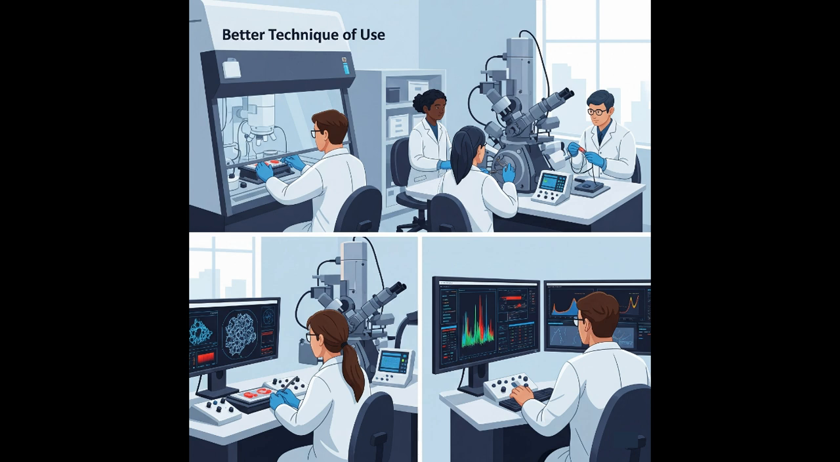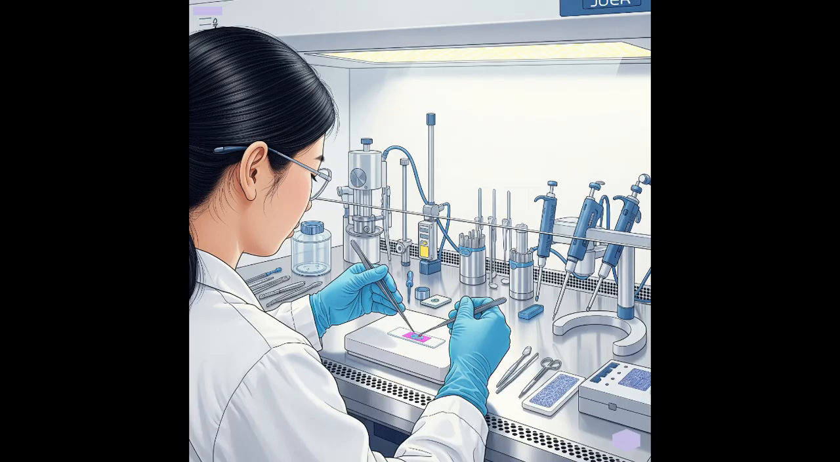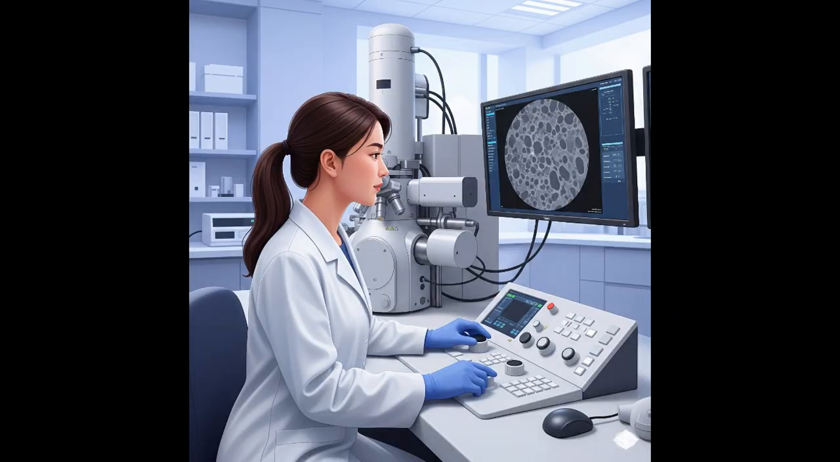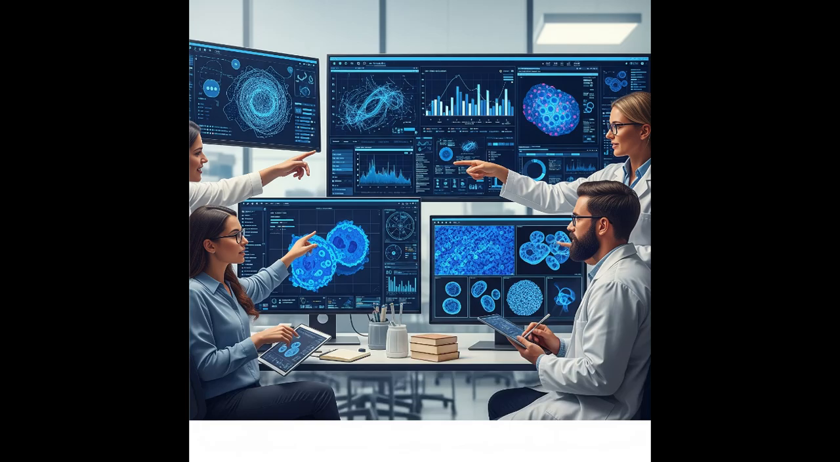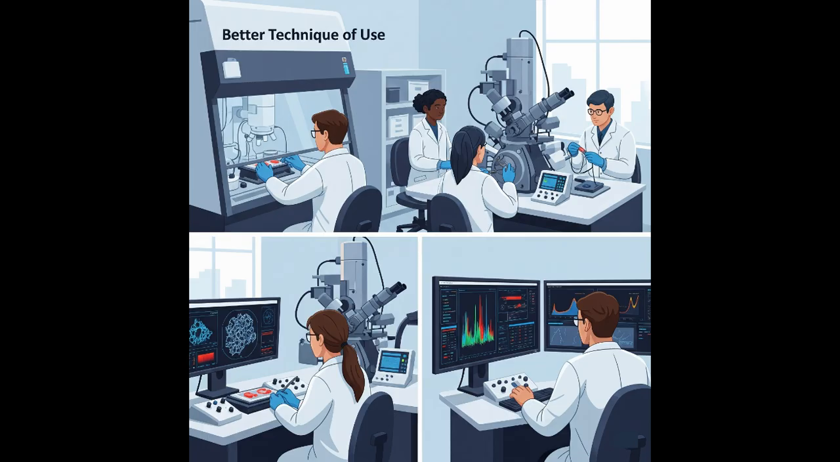And finally, stage 6, better technique of use. This isn't just about the instruments, it's about the users. As instruments become more sophisticated, so do the methods for preparing samples, operating the microscopes, and interpreting the data. This stage is crucial for unlocking the full potential of any microscope, ensuring we get meaningful and accurate information from our samples.